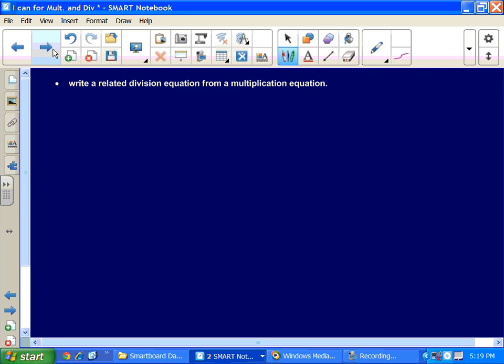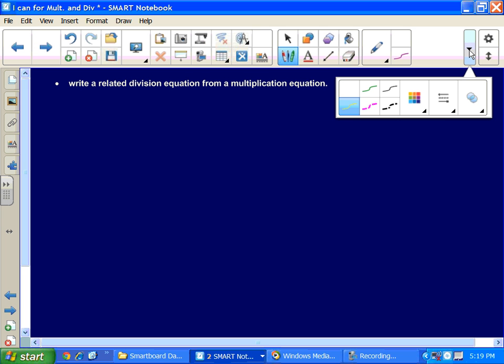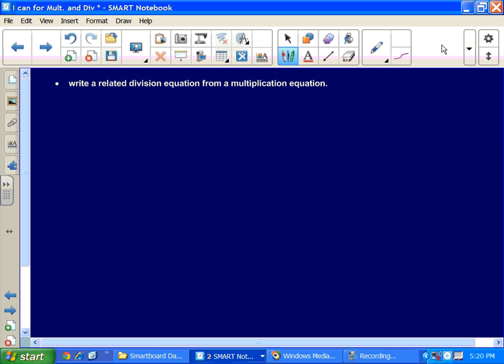All right, let's continue right on. Let's take a look at the next one. Write a related division equation from a multiplication equation. All right, so let's take a look at that. What does that mean? It sounds fancy, but we know that division and multiplication are related. So let's take a multiplication equation, any one whatsoever.